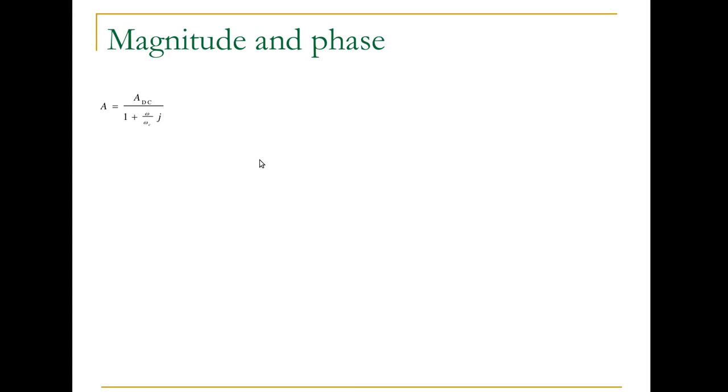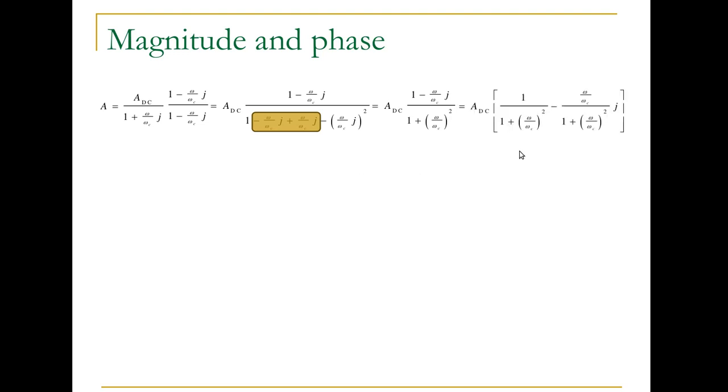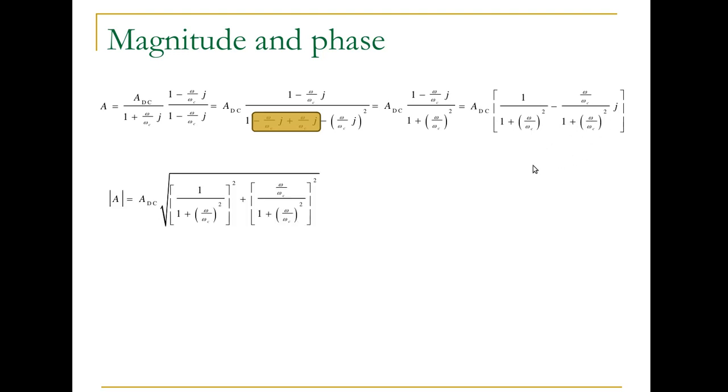This slide covers the magnitude and phase of our filter. Here is again the gain, and you can see it's complex. If we want to find the magnitude and phase, let's get the term j out of the denominator. So multiply top and bottom as follows, and here it is in complex form. So the real part is 1 over 1 plus omega over omega C squared, and here's the complex part of the gain. The magnitude of the gain is found like this. So we have the DC gain times the square root of the sum of the squares of the real and complex parts.